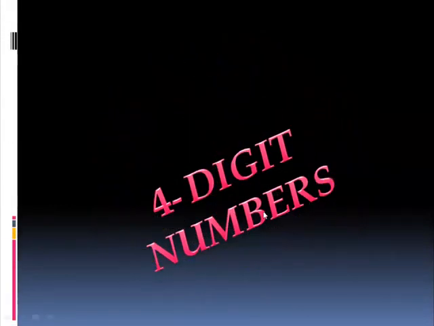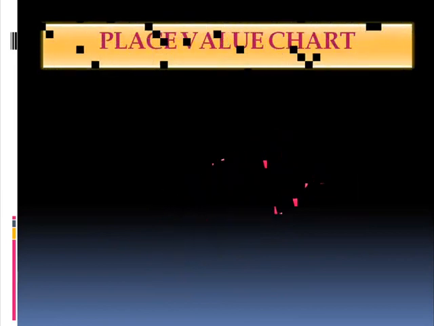Okay, in the last class we discussed four-digit numbers, right? We studied the largest three-digit number, the largest four-digit number, the expanded form, and the number name. And how can we show the numbers on the abacus, right? Okay, in this class we will discuss the place value chart.